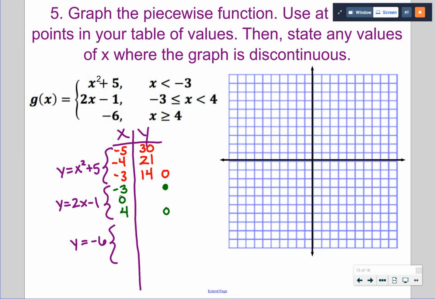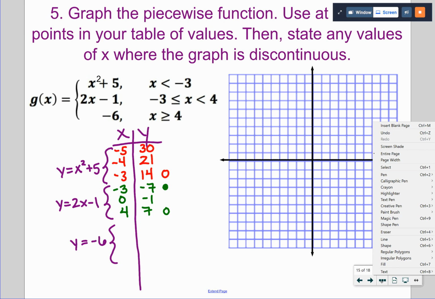That seems easy. Okay. So 2 times negative 3 gives me negative 6, minus 1, negative 7. Plug in 0, I get negative 1. Plug in 4, 2 times 4 is 8, minus 1, gives me 7. That's the middle piece. And then we've got one more piece to go.